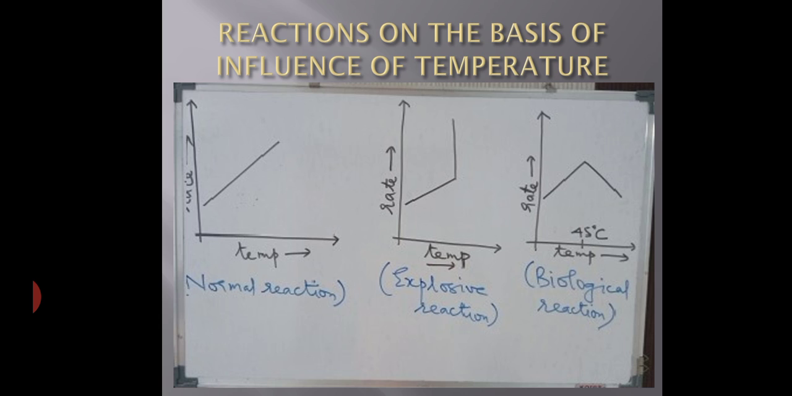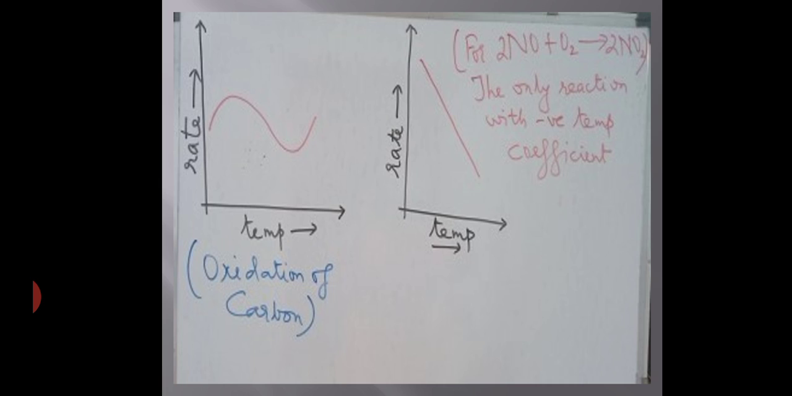So this sort of question comes. For that reason I have done it. In the next reaction you can see the oxidation of carbon is taking place. First, it is just like a sinusoidal curve, the rate against temperature, for the oxidation of carbon.